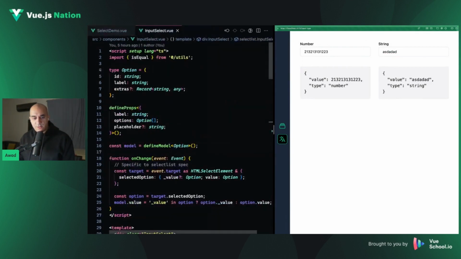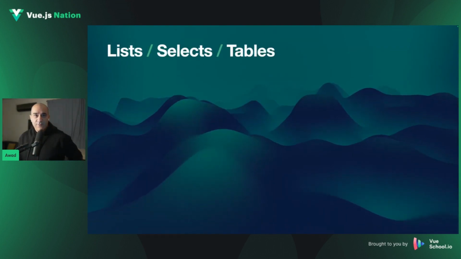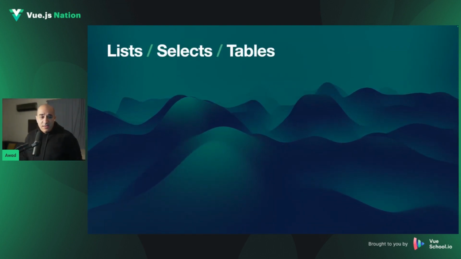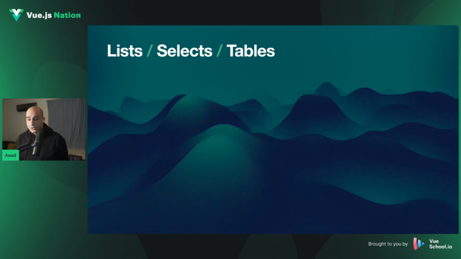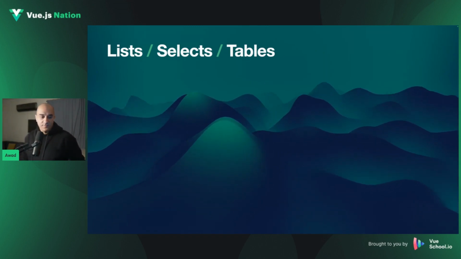So let's go back to the presentation and see what we have more here. I think the best components that make use of this feature, or can make use of generics especially, are lists, selects, and tables. Any component that has a slot prop that's meant to be overridden.